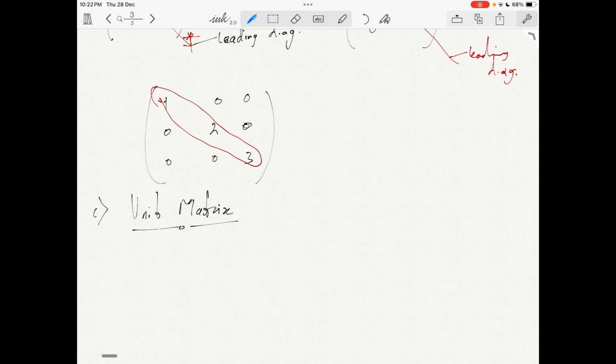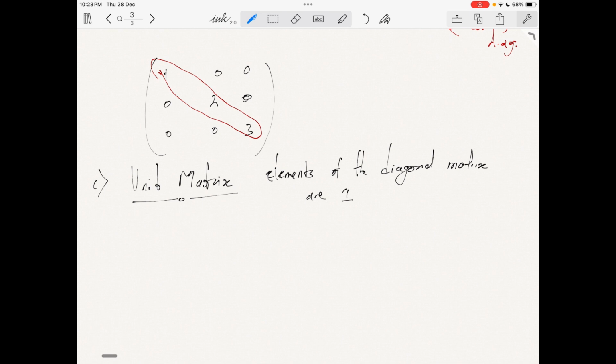So let's just say that the elements on the leading diagonal of a diagonal matrix are 1.